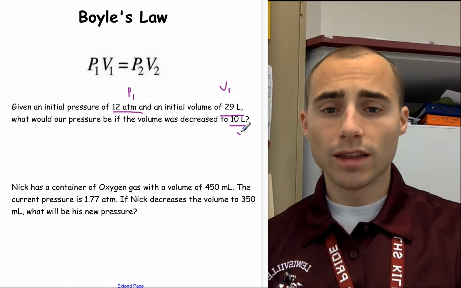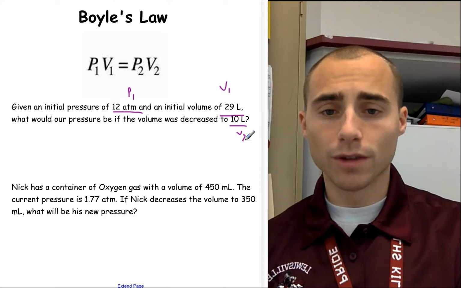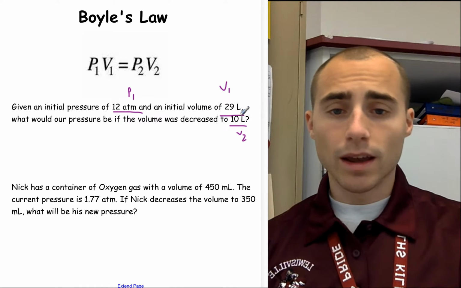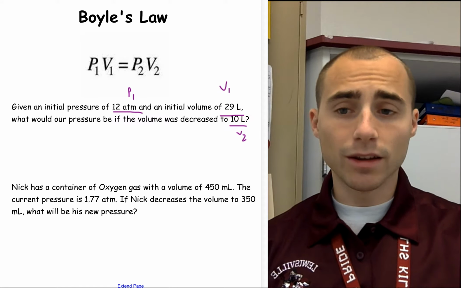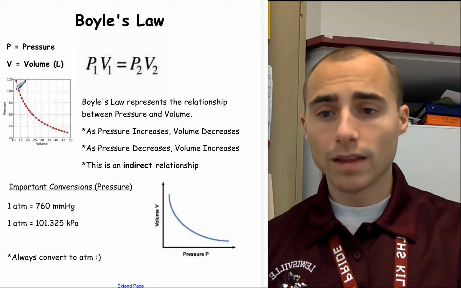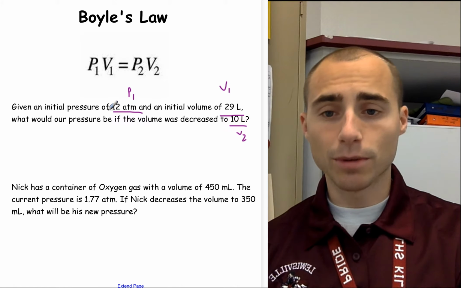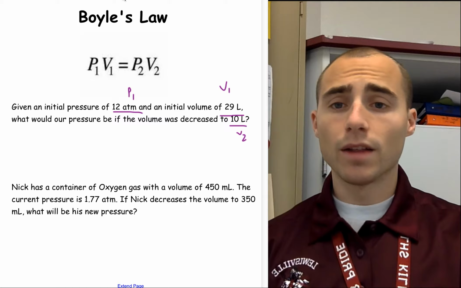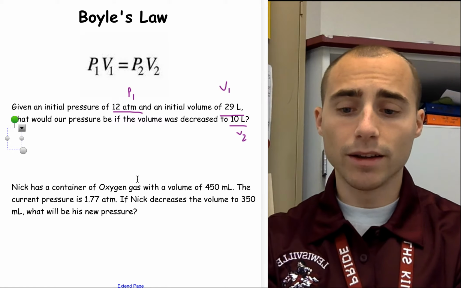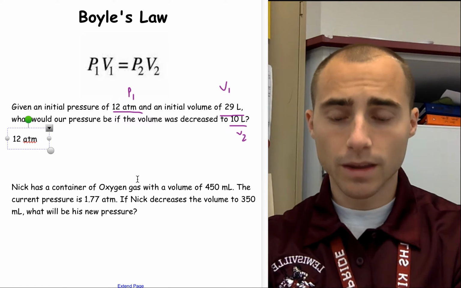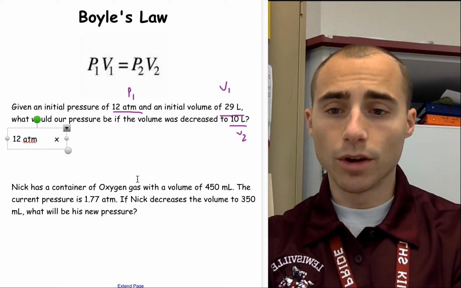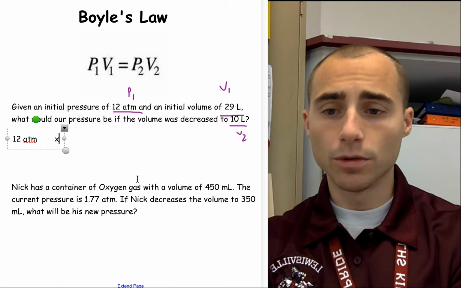Just thinking about this in your mind before you even solve it, if the volume is 29 liters initially, and then we are decreasing that volume to 10 liters, remembering our relationship, if the volume is decreasing, that means the pressure must be increasing. So our pressure better end up larger than 12 atm. We don't have to do any conversions because we're already in atm and liters. So we have 12 atm as our initial pressure, and we don't know our P2.